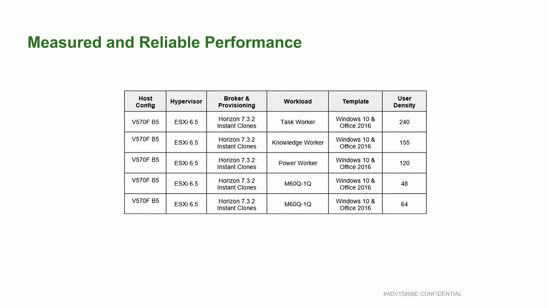And the last two there: we have the M61Q, which is your 1 gig frame buffer profile, so 48 available on 3 double-width M60 cards, and then the M61Q, which is also a 1 gig frame buffer profile, which you can get 64 across 2 M10s. All these task, knowledge, and power worker results are from the testing that we use across all our appliances. With Horizon, we're at 7.3.2, and if you're familiar with our previous reference architectures, you can see that we've moved to instant clones almost 100% now, and we've migrated from linked clones.